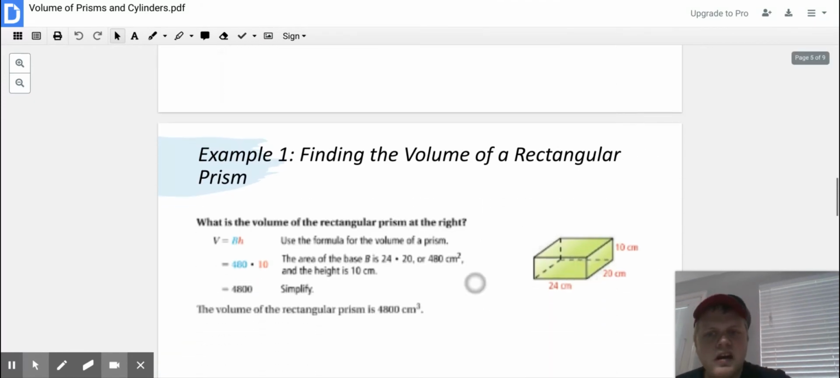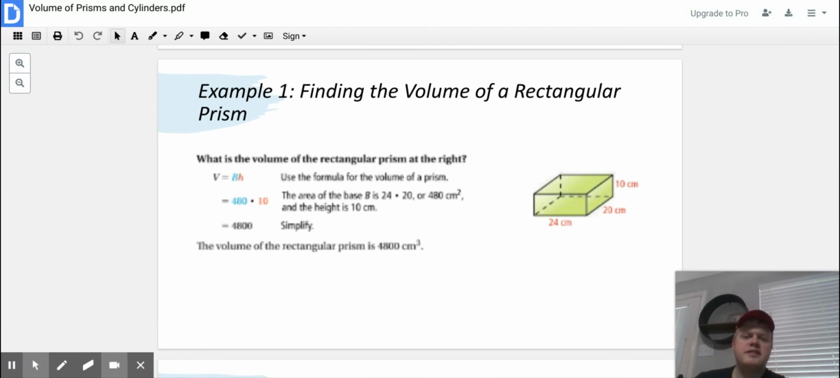Example 1, finding the volume of a rectangular prism. They tell you what your base should be here. A rectangular prism means that your base is a rectangle. When it asks what's the volume of the rectangular prism, what you're first going to do is use your formula of V equals BH. Knowing that we're using a rectangular prism, that means our base is a rectangle.